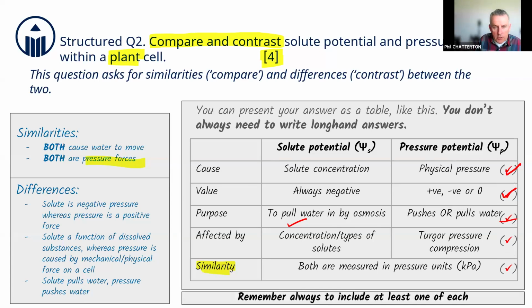Remember, with a compare and contrast question, it's really important to include at least one similarity and one difference. If the command word didn't have the word compare in, for example, and you were just being asked to do a contrast between two parameters, then you don't have to write anything that's similar. But in this case, you do. So you would only get a maximum of 3 marks, maybe, or maybe 2, depending on how the mark scheme's written, if you only include contrasting points.